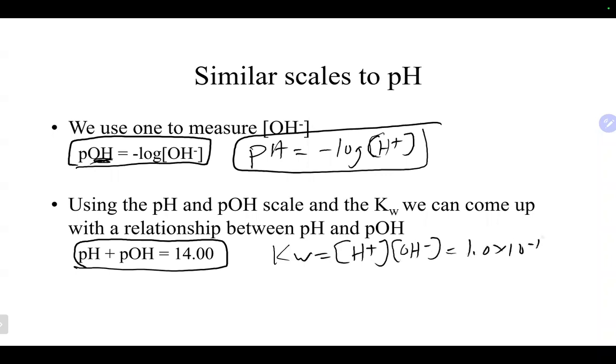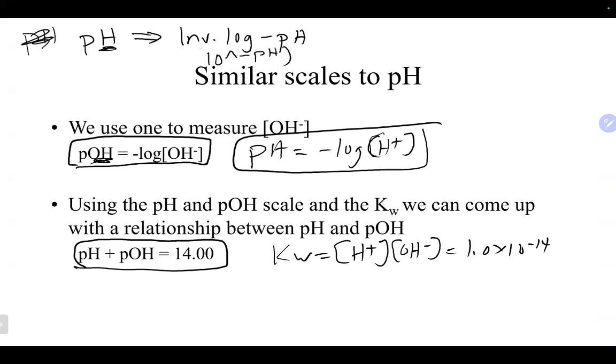In addition to this, if you are given the pH, you can actually get the H plus concentration directly from the pH, and you do that by taking the inverse log of the minus pH. On most people's calculators, when you hit the inverse log, that usually will put a 10 and a caret, and you want to make sure it's negative pH at that point.